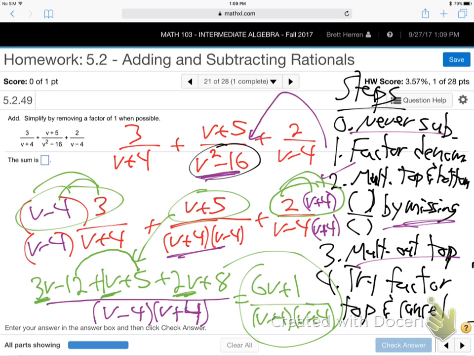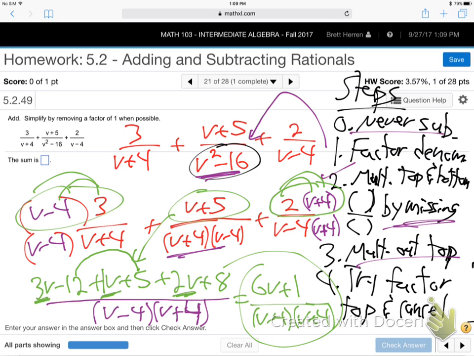Notice I didn't even do step 4. Usually, 90% of the time, you don't even have to do step 4. Try to factor the top. 6v plus 1, that's not going to factor. Most of the time, you can skip step 4. Actually, we saw a couple last time where we had to do the top at the end, didn't we? But that's rare.